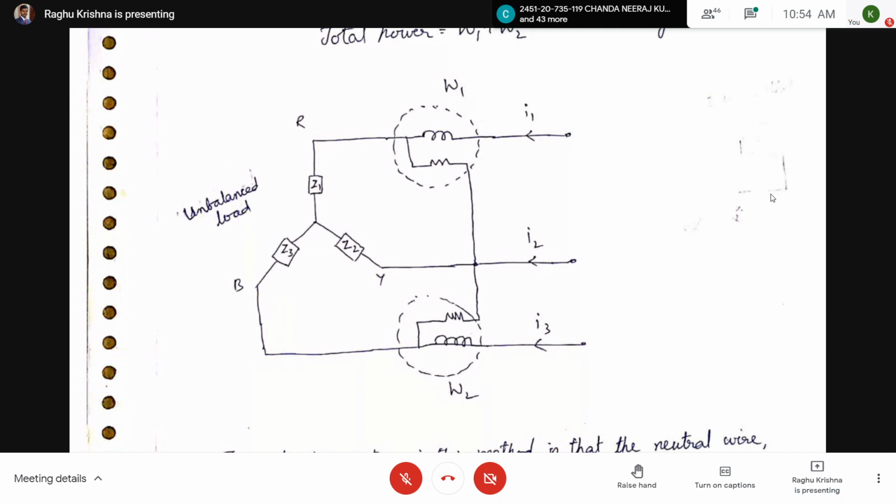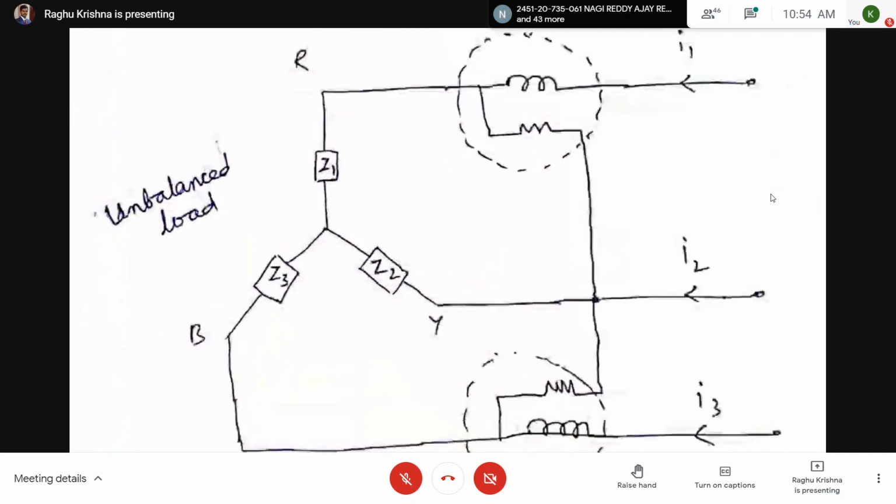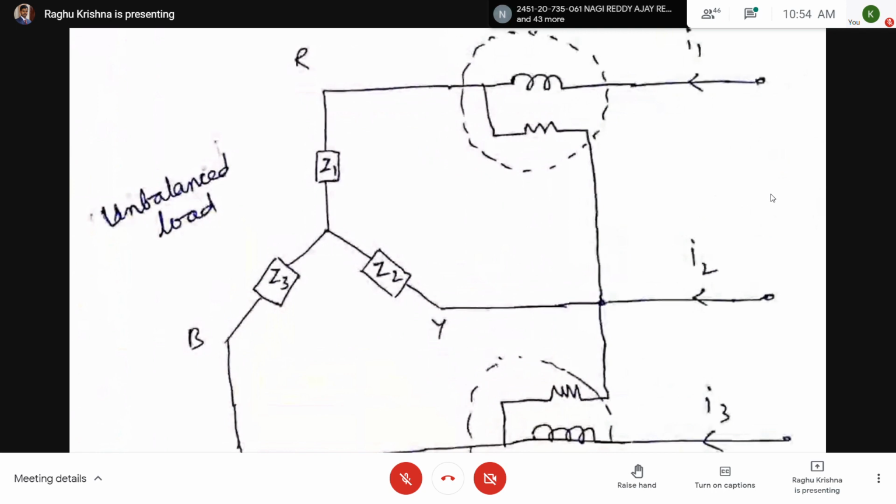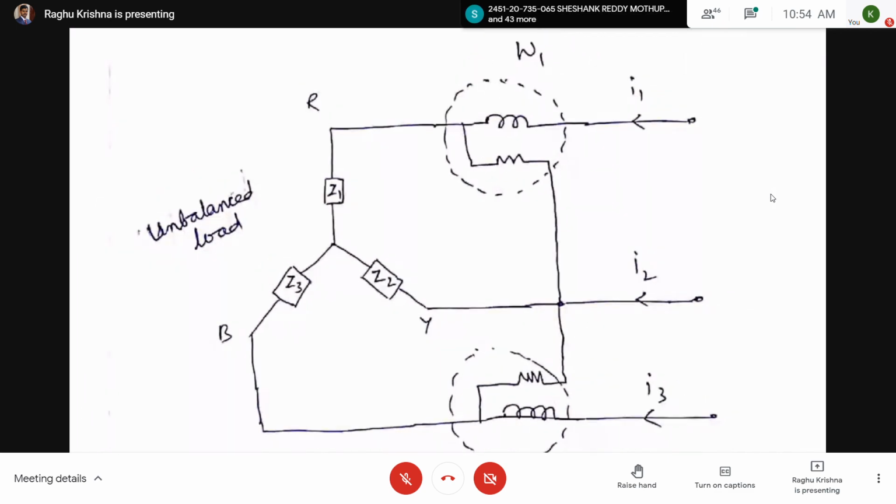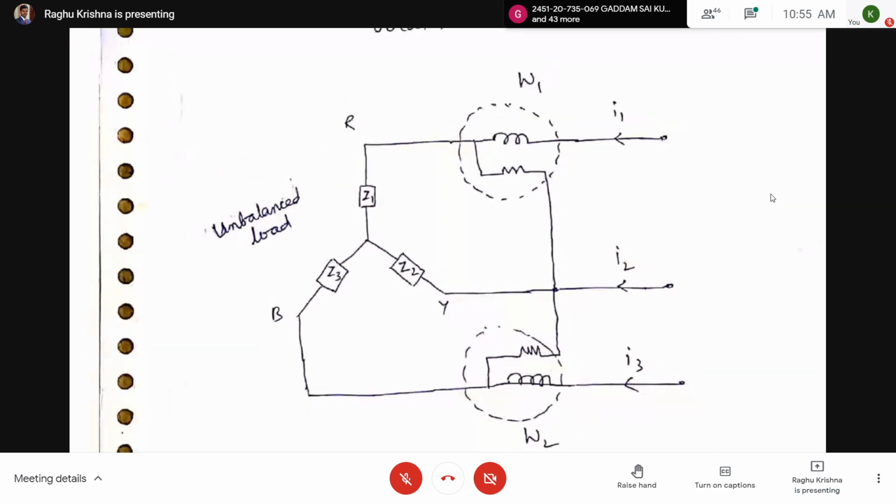So here this is the unbalanced load. Unbalanced load means the impedances will be different. Z1, Z2, Z3 are the three loads which are connected in star connection. And this load is consuming the power. I1, I2, I3 are the line currents. Z1, Z2, Z3 is the three-phase load which is connected in star. Now here W1 and W2 are the 2 wattmeters.